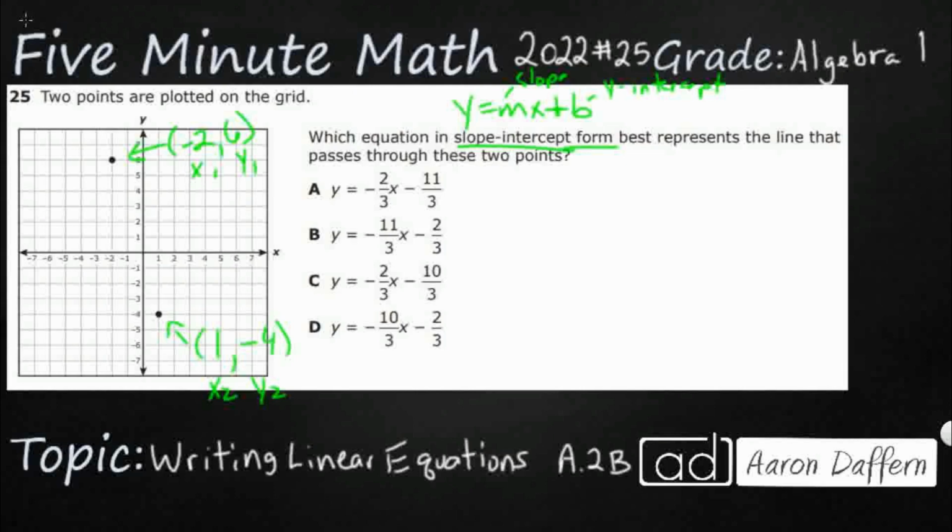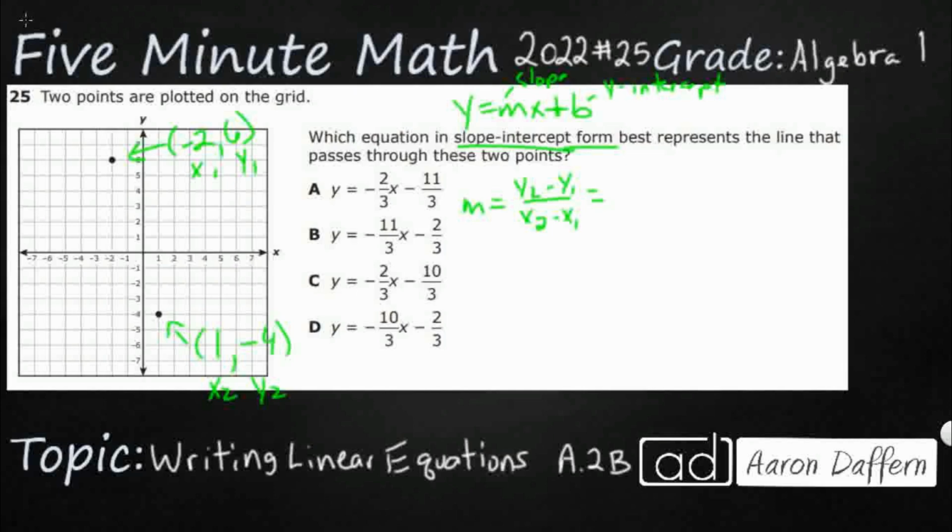The reason I need those is because I'm going to use my formula for slope. Change in y over change in x. That's going to help me figure out my slope because all I need is 2 points and I've got them. So we label the points to make sure we don't mix them up.